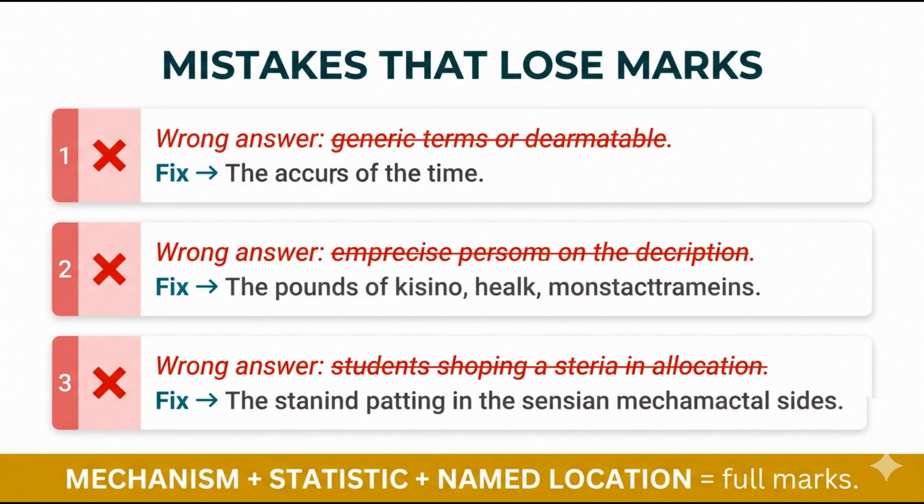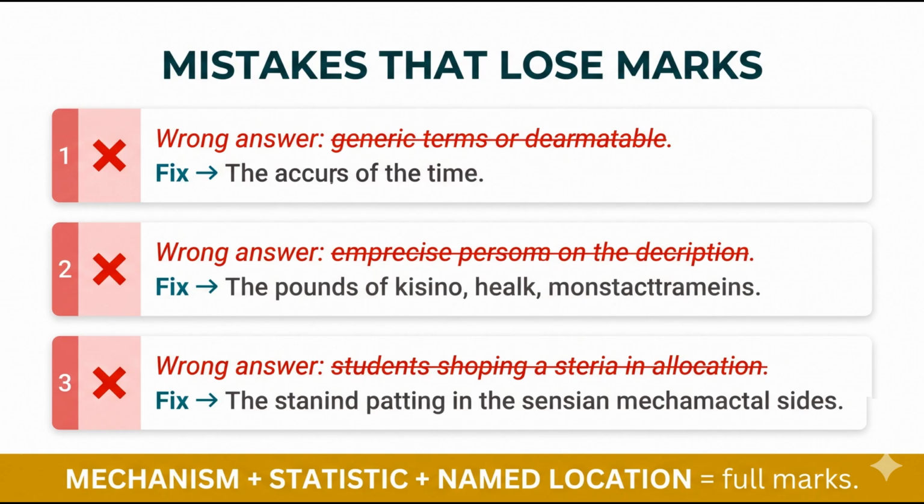Mistake 2, using a case study with no mechanism and no statistic. "The 2004 tsunami showed that mangroves are valuable" earns 0 marks in an explain question. The full answer names the specific place. Cuddalore, India, gives the comparison. 2 deaths with mangroves, 6,000 without, and explains why the mangrove belt reduced wave height and flow velocity.